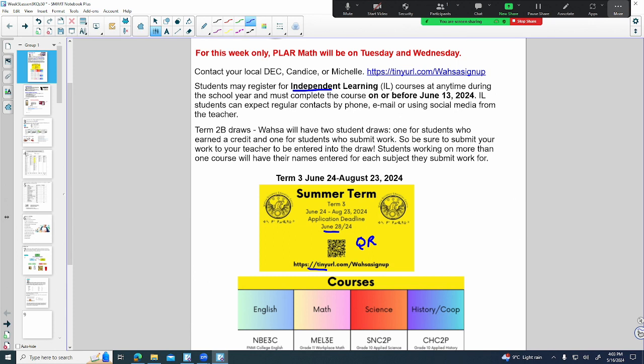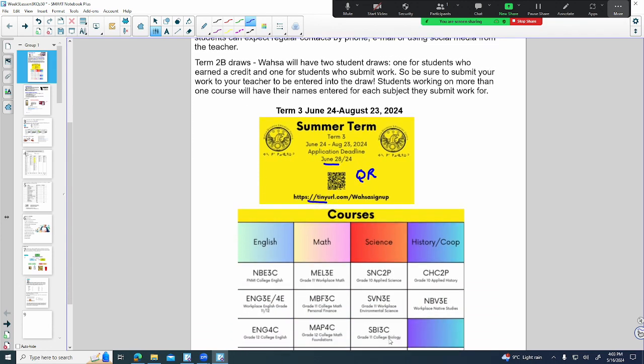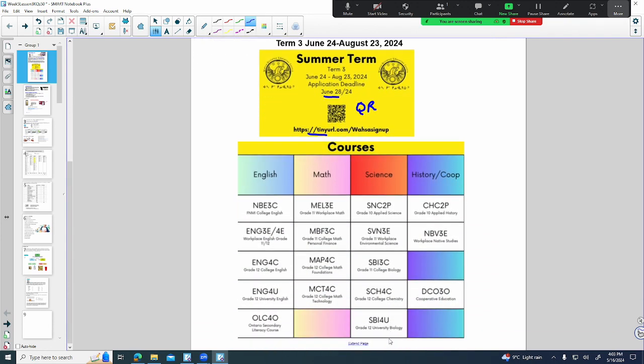Courses available: English, Math, Science, History, and Co-op. You will see that it has the columns. For English, you can apply for NBE 3C, ENG 3E and 4E, ENG 4C, 4U, and OLC 4O. For Math, we have MEL, which is the grade 11 workplace math. There's also grade 11 college math, MBF 3C, the grade 12 college MAP 4C, and the grade 12 college math technology, which is the MCT 4C.